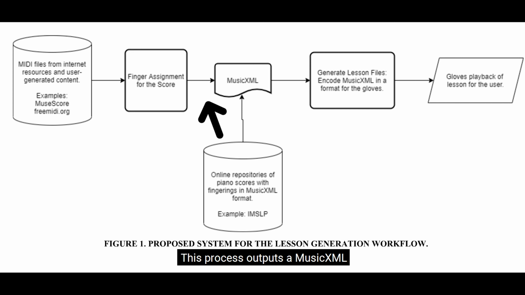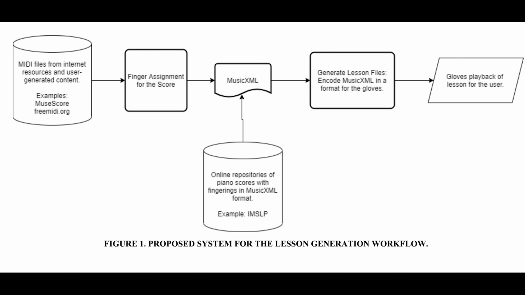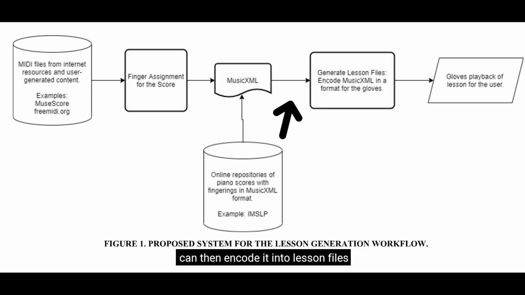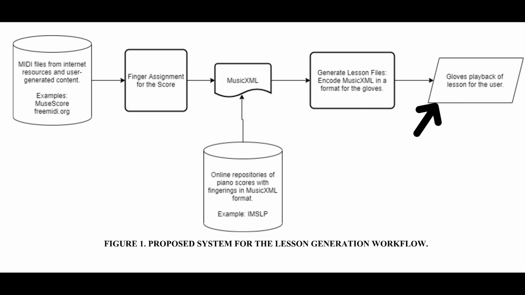This process outputs a music XML file, which we use as an intermediary because it stores fingering data. Music XML is also a common file format that can be used in external sheet music editors, so users can tweak the generated fingerings to fit themselves better. With a music XML file, we can then encode it into lesson files. And then with the lesson files, we can play them back on the gloves.